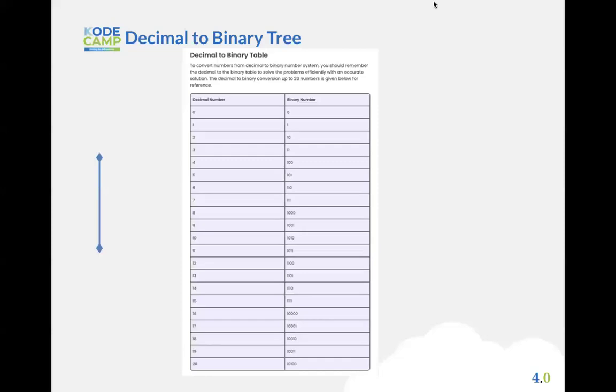So I'm sure we all know how to convert decimals to binary, because this will come in handy later. Is there anybody that doesn't know about this? Yeah, the last time I did it was 20 years ago.